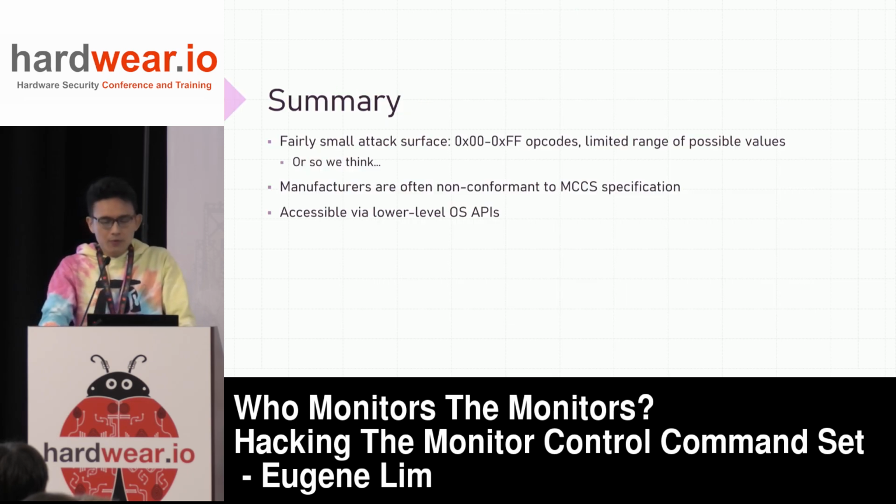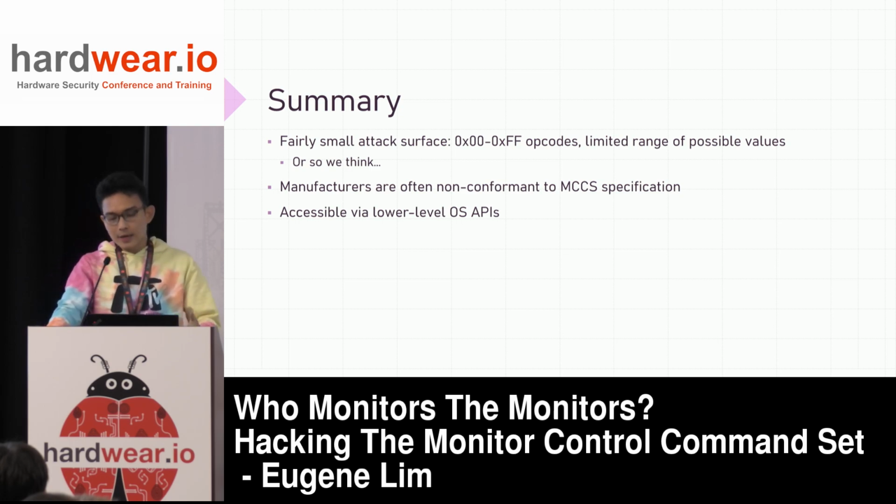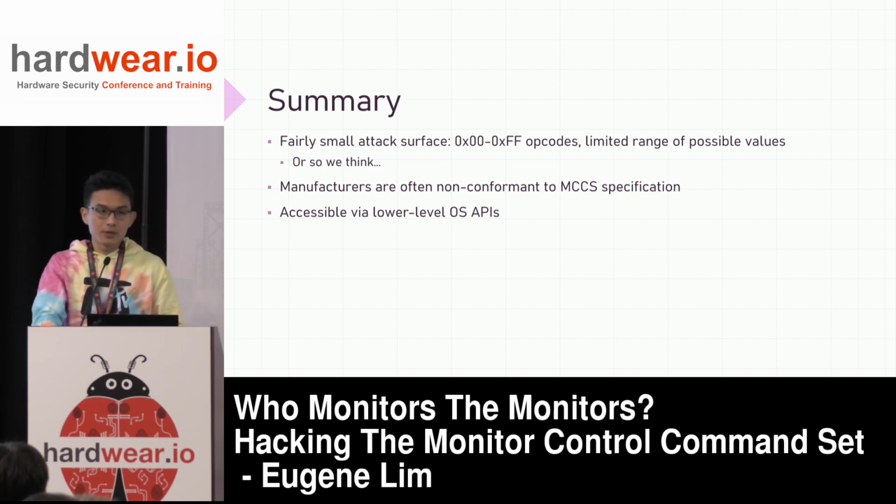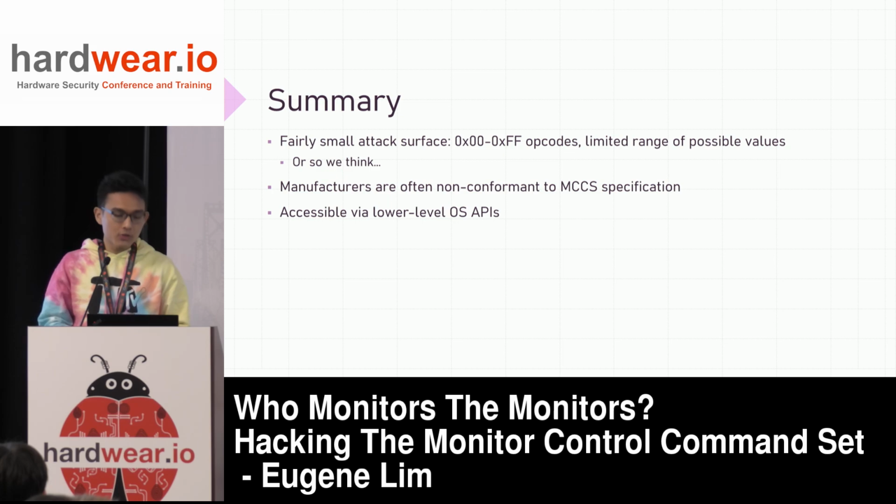So, a quick summary for the introduction to DDC/CI and MCCS: it's a fairly narrow attack surface. It's really just 0 to 255 opcodes, a limited range of possible values. And it's often non-conformant, so there's a lot of variance in how manufacturers implement this specification. It's also accessible with the lower level user mode Windows APIs.